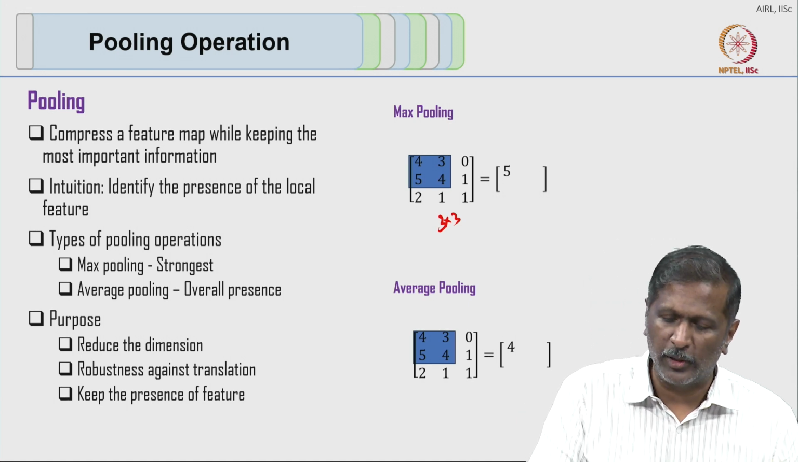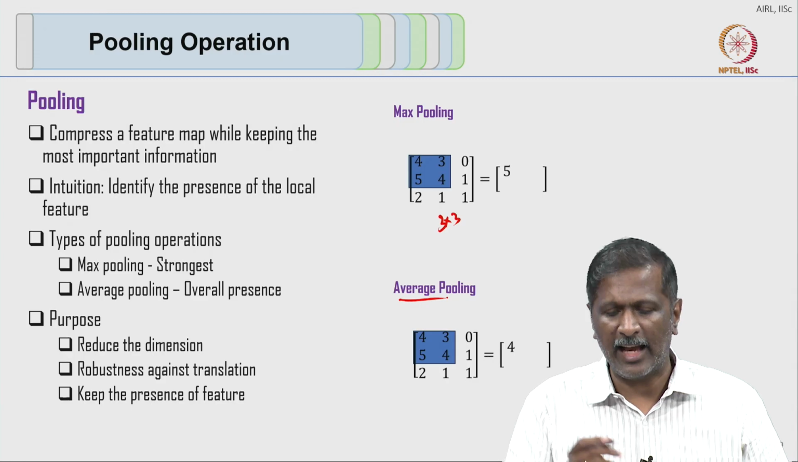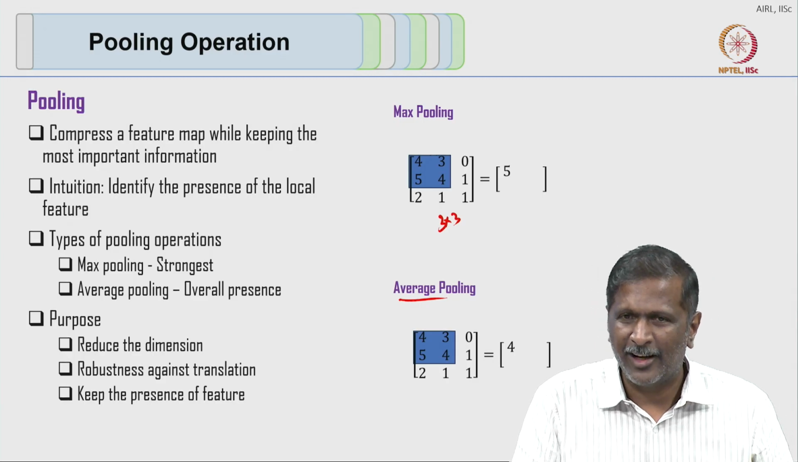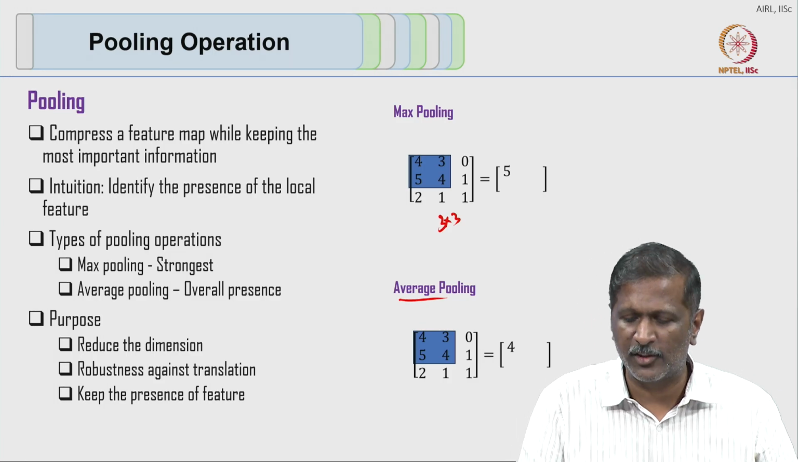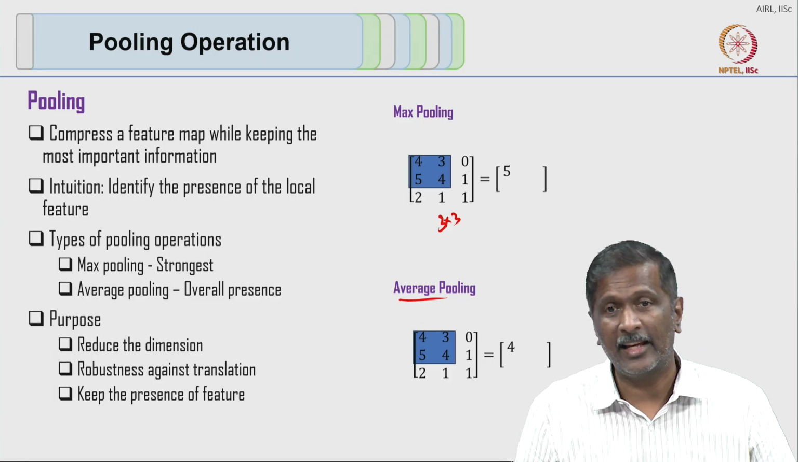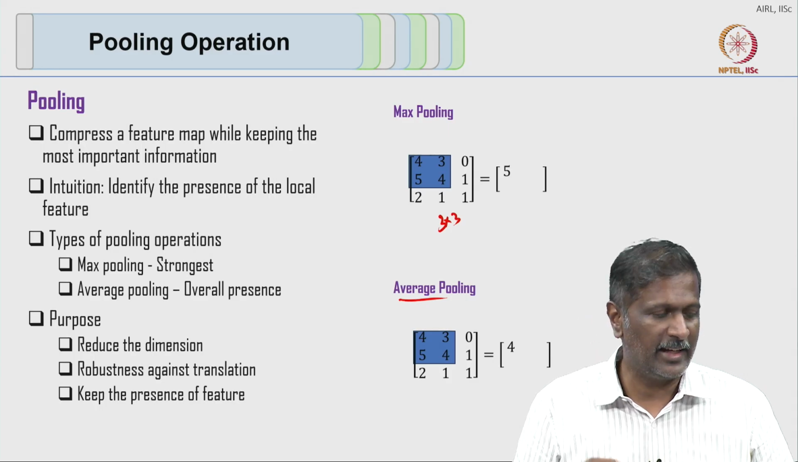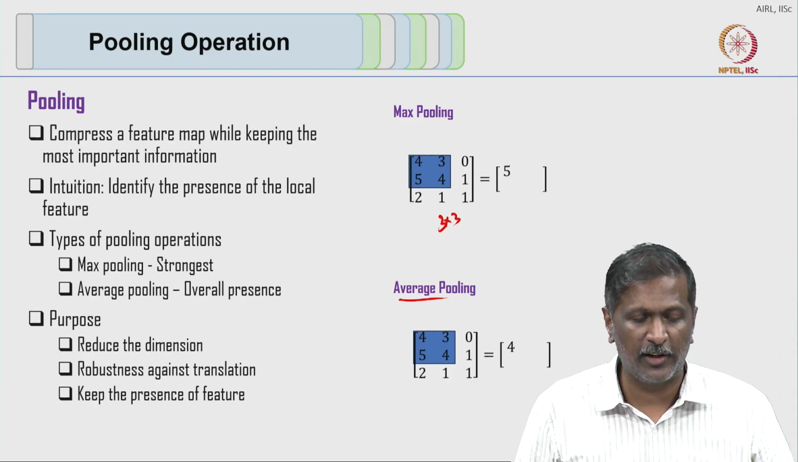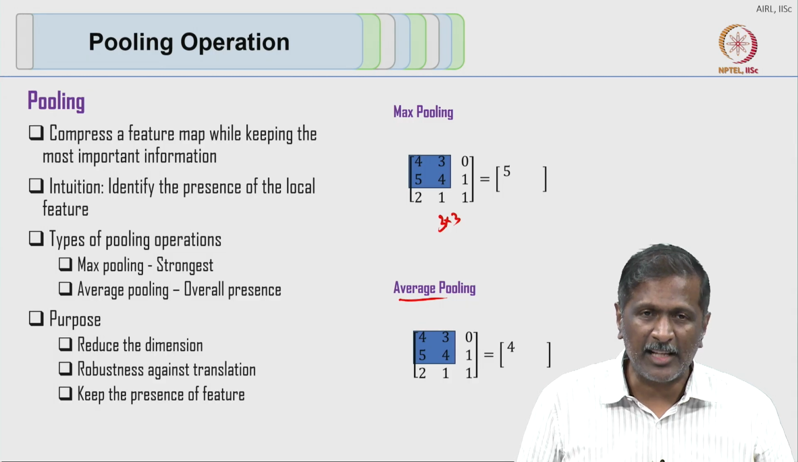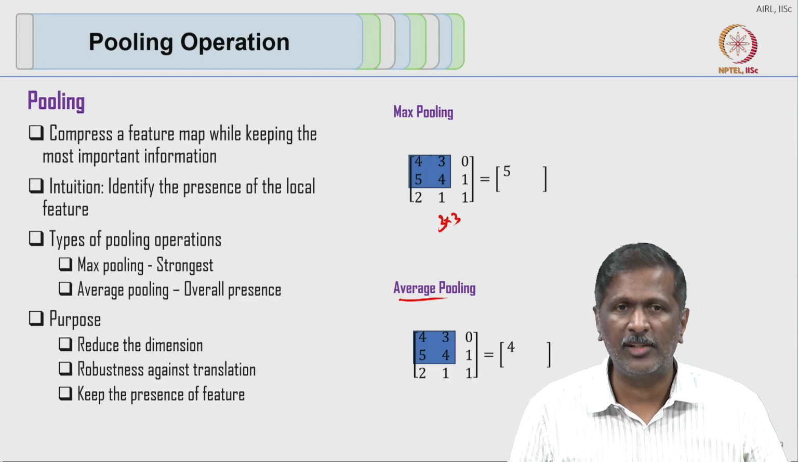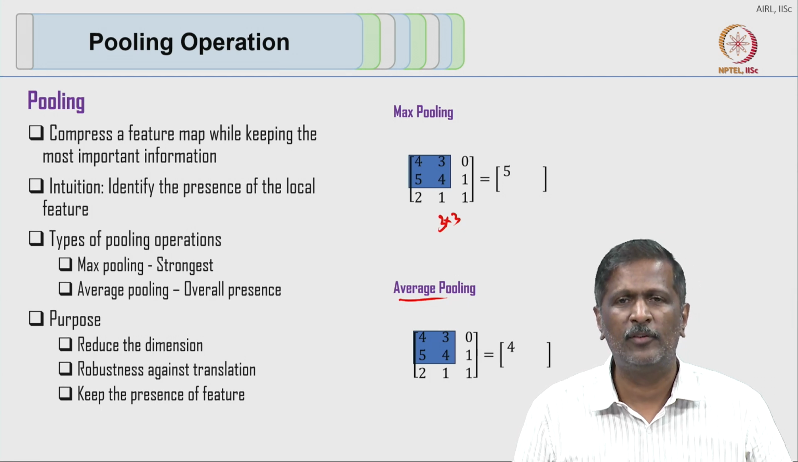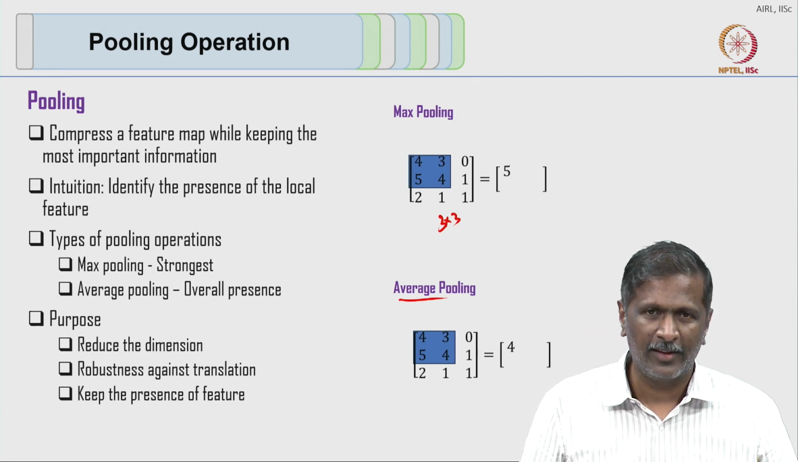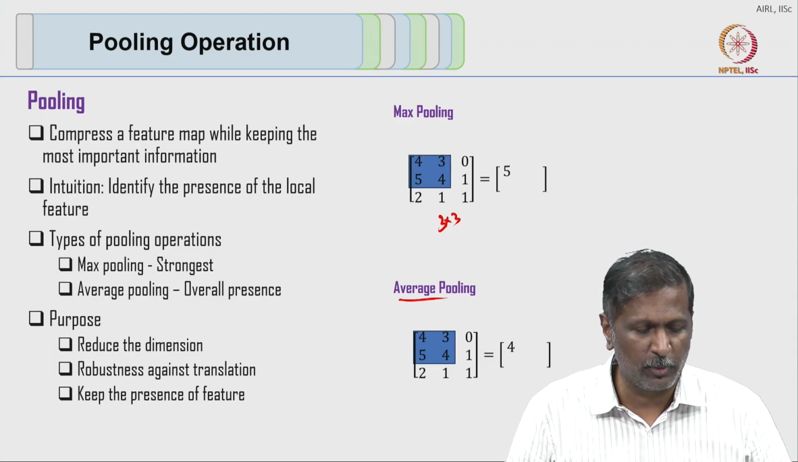You can do average pooling. You take the patch and take an average of it. For example, 4 plus 3 is 7, 7 plus 5 is 12, 12 plus 4 is 16, there are 4 values, so the average is 4. I can have average information, I can have max information, that is what we are talking about. Max pooling stores the strongest information, and average pooling talks about the overall presence of the local feature. So you have to understand the purpose of pooling.